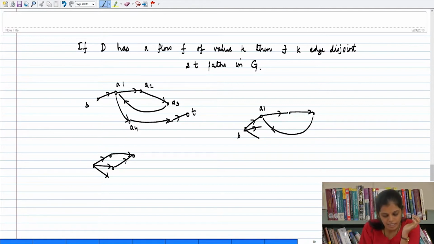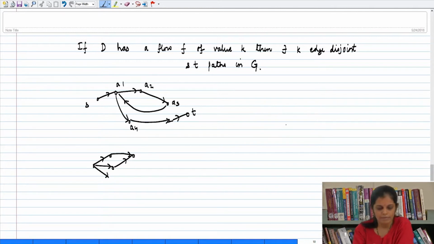There is still a simple path from S to T, which is this path: S, A1, A4, A5 and T, which we can extract. We want to show systematically how to extract these paths and give out actually those k edge disjoint paths. So this is what we are going to try to do.